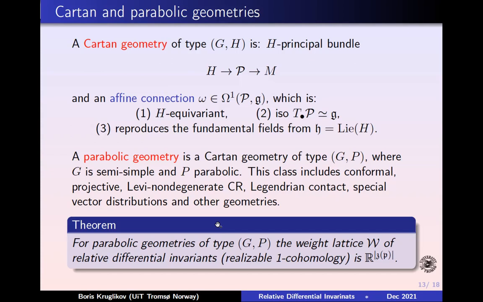So the general statement is the following: for parabolic geometries of type (G, P), the weight lattice for relative differential invariants, those realizable by one-cohomology of Gelfand-Fuks type, is R to the power of the rank of Z. Okay, so here it has to be G0 again. I forgot to change this error. So it has to be the center of G0. Okay, and that's basically explained by the fact that P is parabolic. Let me see, do I explain it on the next page?